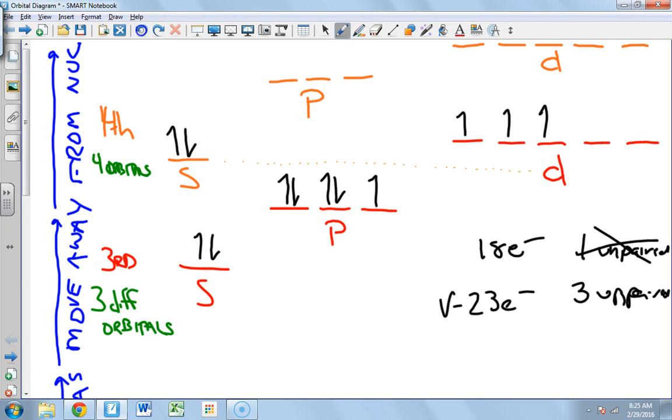Or what if I do this? Oh boy, now they're both spin up. That's an excited state. So another definition of excited state is one that breaks those three rules. Those three rules being Aufbau principle, Hund's rule, or the Pauli exclusion principle. Okay, so that is the ground state.